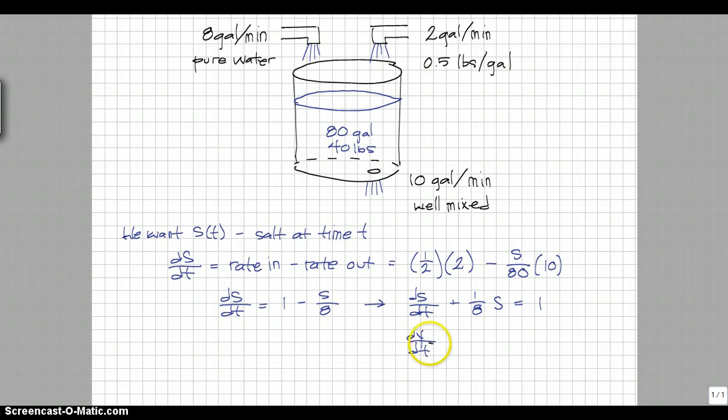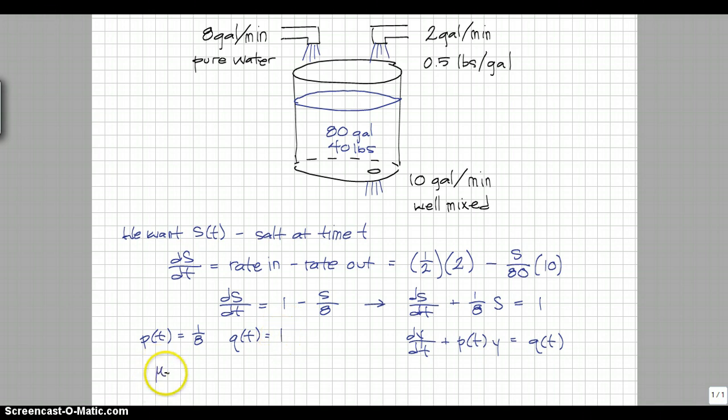dy/dt plus P of t y is equal to Q of t. And that's the form that we call a linear first-order differential equation. And this enables us to identify P of t and Q of t, which in turn allows us to find the integrating factor. So we can see that P of t is equal to 1/8, and Q of t is equal to 1.